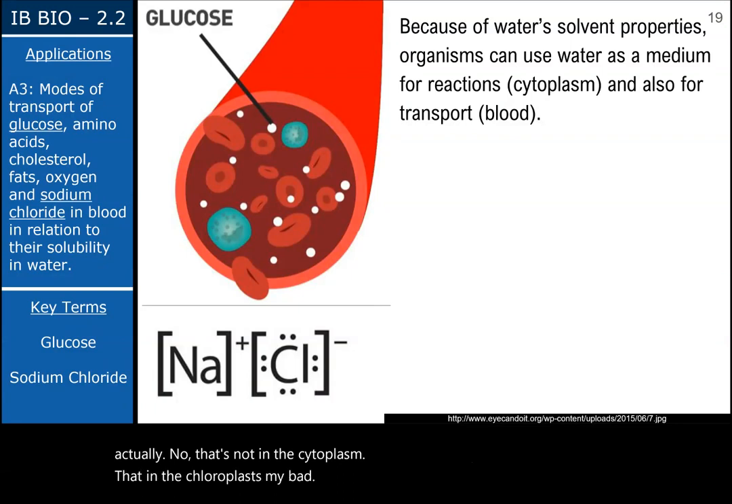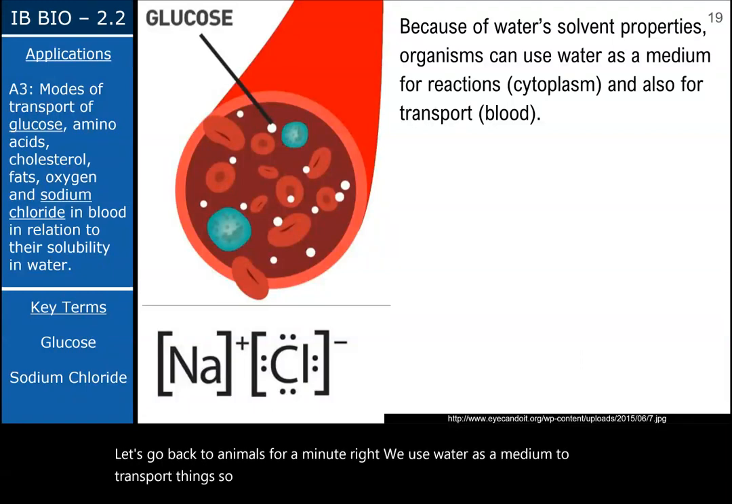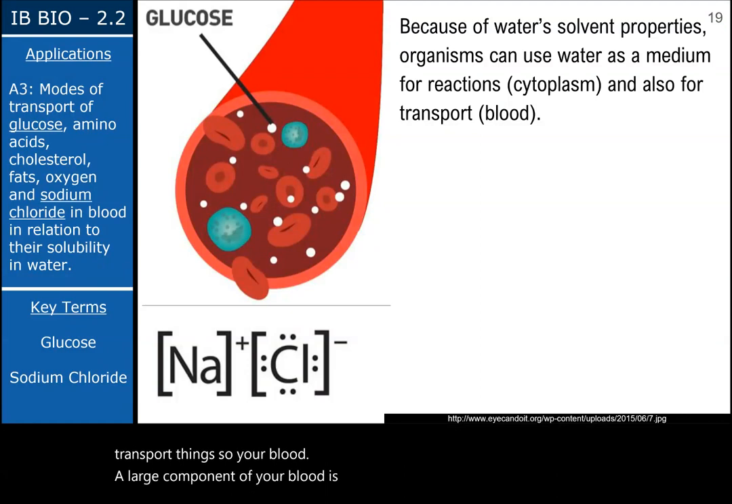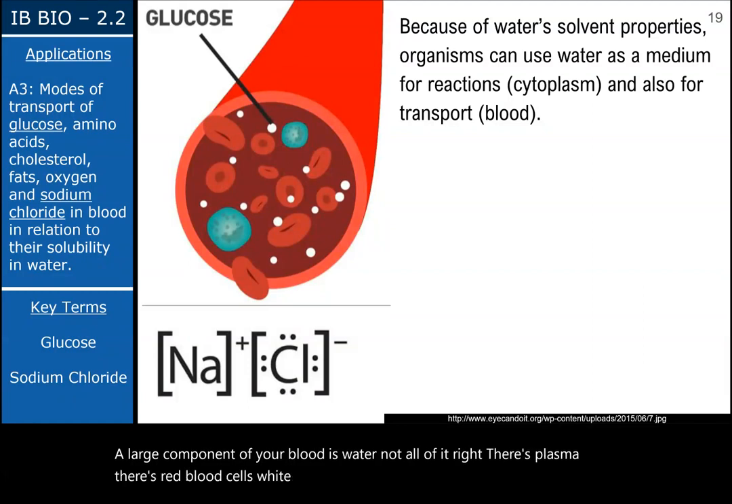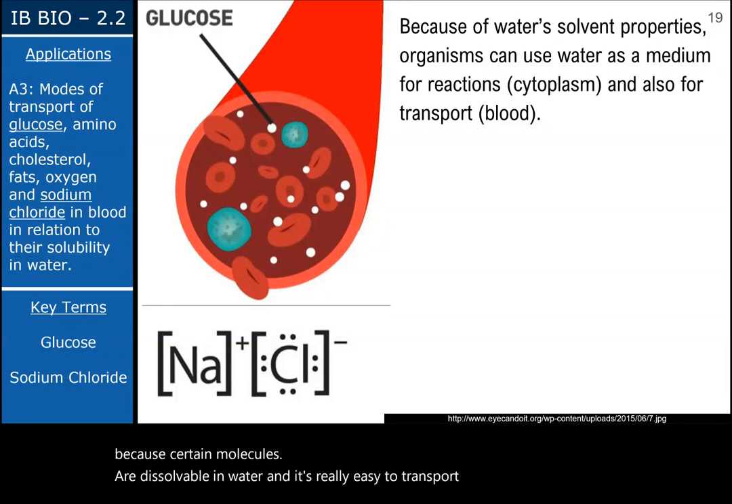Let's go back to animals for a minute, right? We use water as a medium to transport things. So, a large component of your blood is water. Not all of it, right? There's plasma, there's red blood cells, there's white blood cells, there's other stuff. But really, by volume, a lot of it's water. You're 70% water, and that's for a reason. That's because certain molecules are dissolvable in water, and it's really easy to transport them around your body.